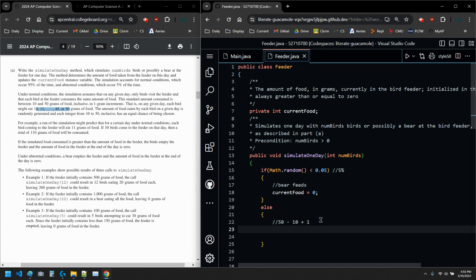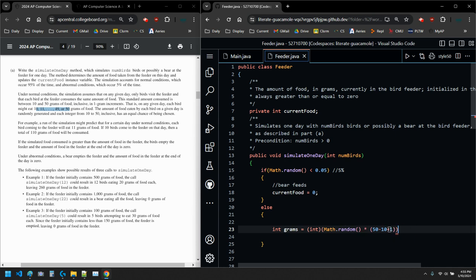But either way, I need to get an int. I'll just say grams eaten, grams, equals, I know I need to cast this as an int. So I'm going to say math.random. I'm going to multiply by however many numbers I have. So I could have put this out, or I just do it right here. Actually, I'm going to 50 minus 10 plus 1. I'm going to make the computer think for me. So there we go. So you could put 41 here or do the whole math.